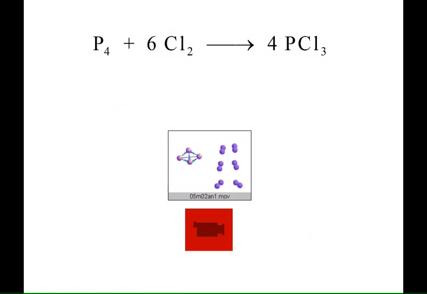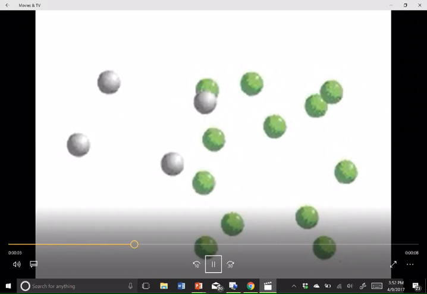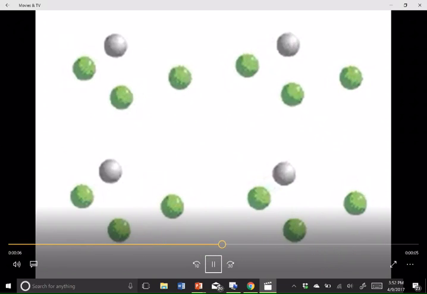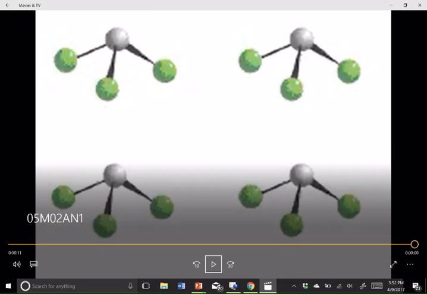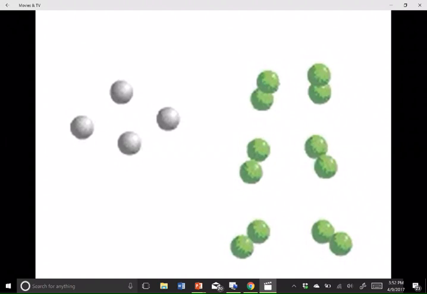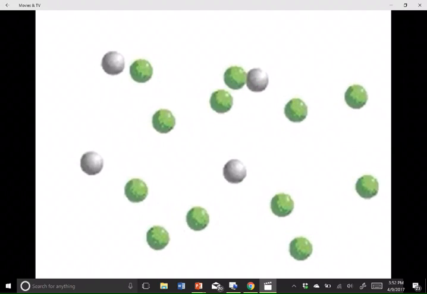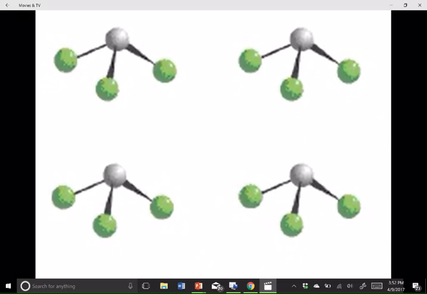Before we do that, let's take one more quick look. I think we saw this video before. In this reaction, a single molecule of phosphorus, P4, reacts with 6 molecules of Cl2, chlorine, to produce 4 molecules of phosphorus trichloride. I think what's so striking about this one is this is your P4, and those bonds between the 4 P's break, and these bonds between the Cl2's break.